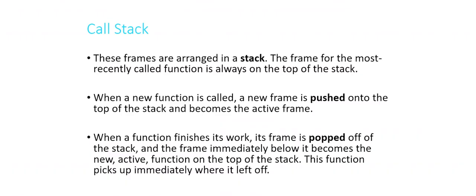When a function finishes its work, such as by returning most commonly, or perhaps reaching the end of the line if it's a void function and doesn't have a return value, that frame is what's called popped off of the stack. And then the frame that was in second place, since this frame is now gone, becomes the active frame. It resumes where it left off. If you would hit pause on that function, it's going to pick up immediately where it left off.